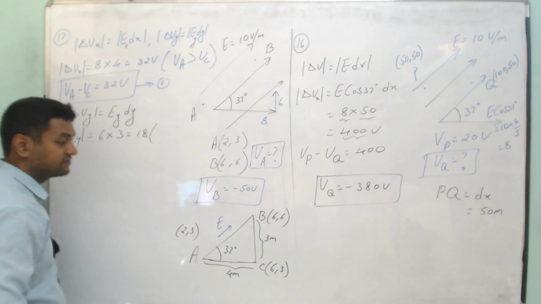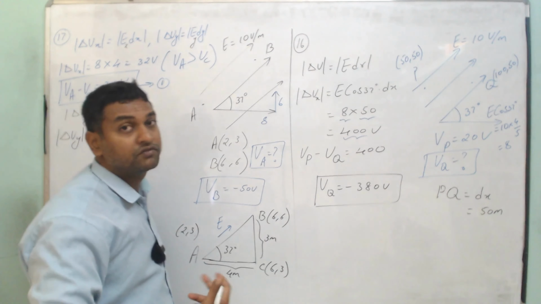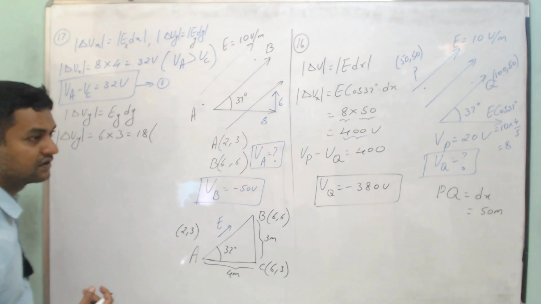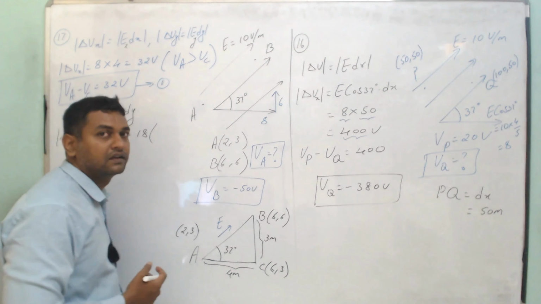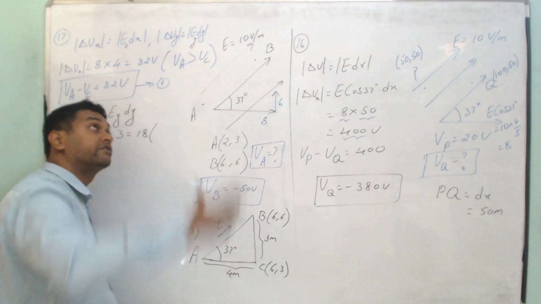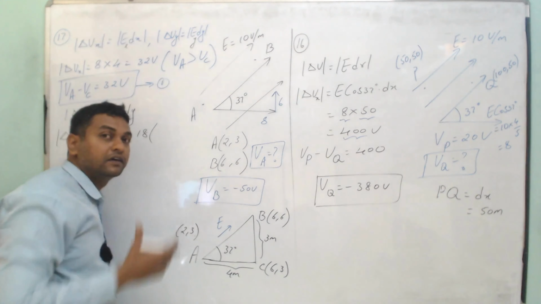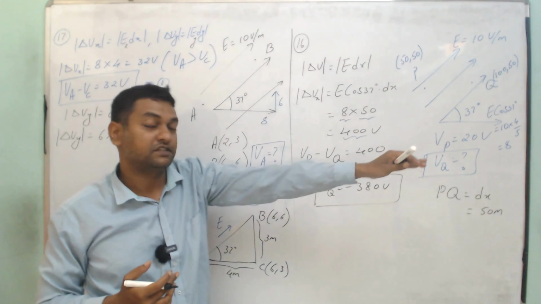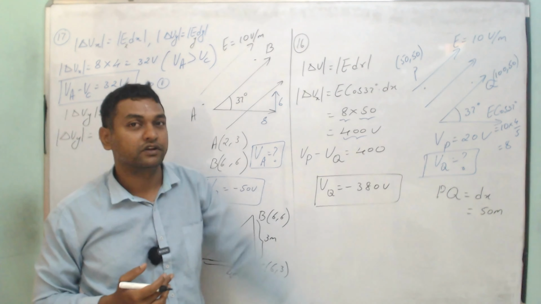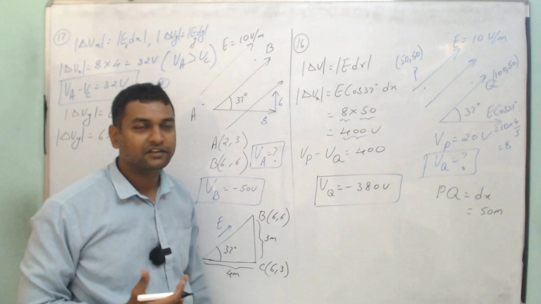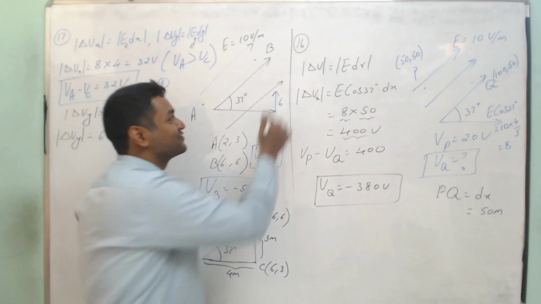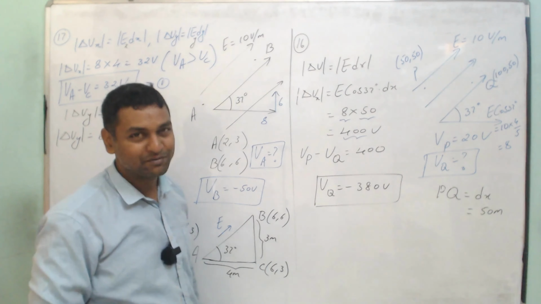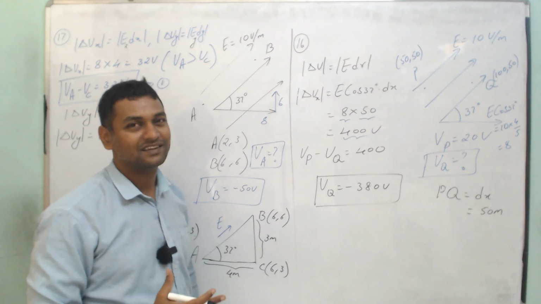Now, is VC greater than VB or VB greater than VC? VB should be greater, obviously, because that fellow is at a very high height. Whoever stays on the 10th floor is rich, whoever stays on the first floor, ground floor, is poor. You should look at the direction of electric field to figure out where is higher potential and where is lower potential. C is greater.